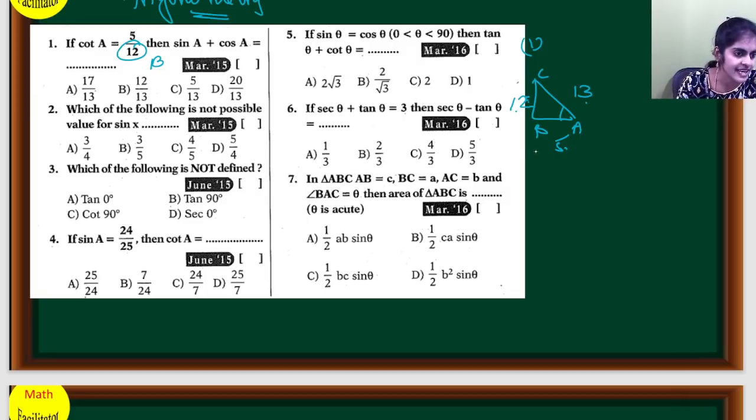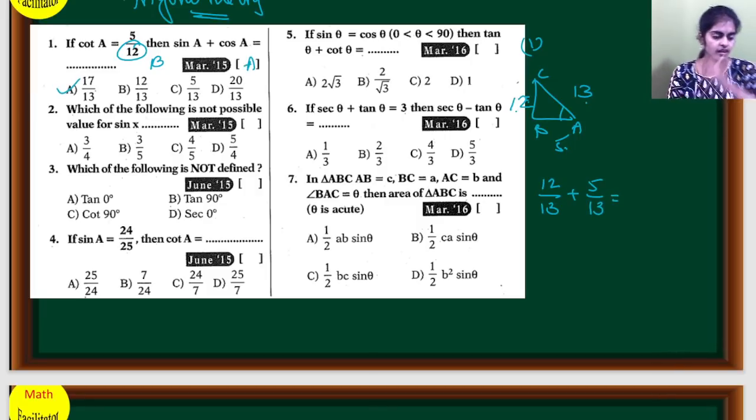So now here, sin A plus cos A. Sin A is how much? Sin A is 12 upon 13 plus cos A is 5 upon 13. Please solve this, you'll get 17 upon 13. Which of the following is not possible for sin x? Sin x is always less than 1. So 3 by 4 is less than 1, 3 by 5 less than 1, 4 by 5 less than 1. This is greater than 1, so this is not possible.